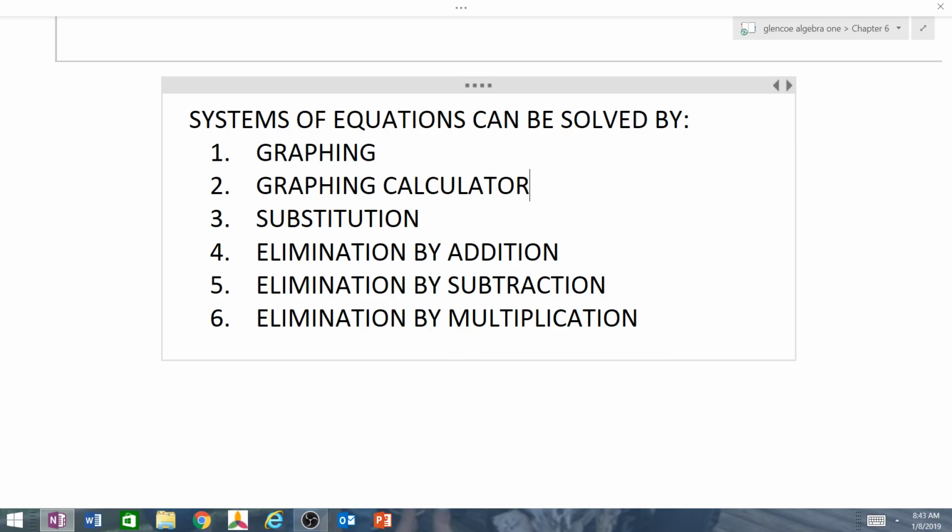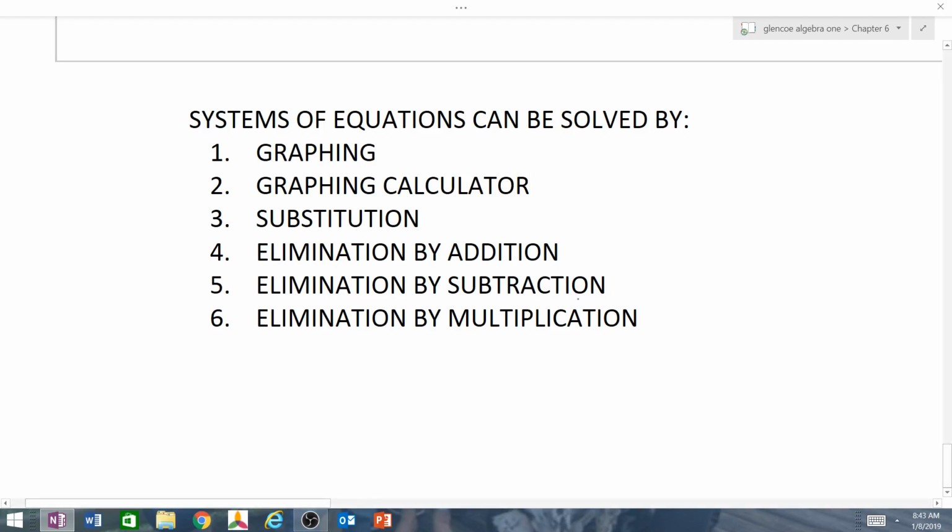So let me make this story short and sweet. If I were to ask you on a test, on a quiz, name 5 ways to solve systems of equations, okay? Any one of these 6 is accepted. Did you hear me? However, if you just write addition, subtraction, multiplication, no credit, because it needs to be elimination by. Are you with me?